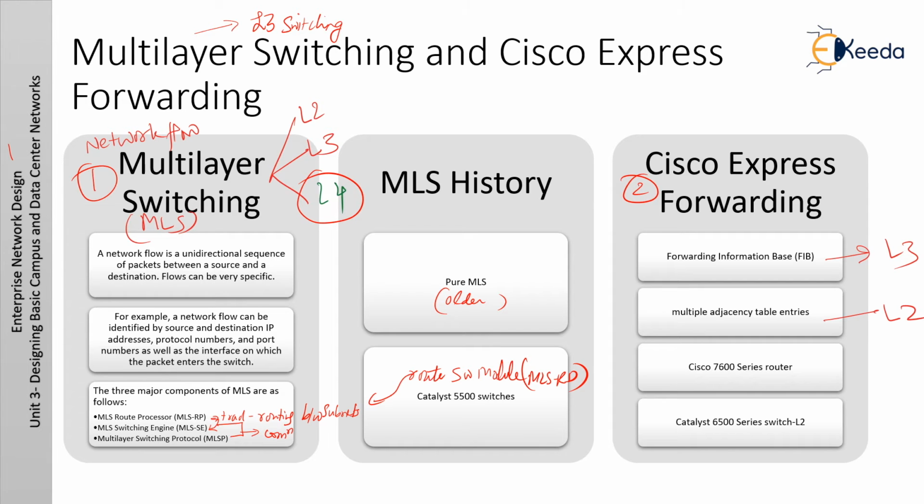Now come to the second thing, that is the supervisor module. The supervisor module is configured as MLSSE. Fine. The first packet of the flow is routed by the MLSRP. This is responsible for the first packet.